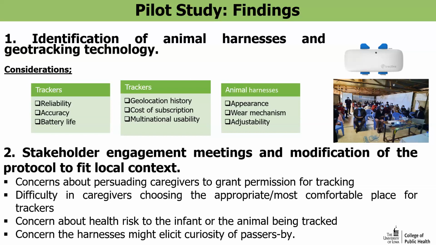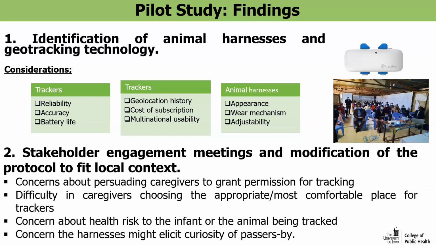First, we identified the animal harnesses and geotracking technology for use in this study. And for the trackers, some of the characteristics that we were able to look for included the accuracy and reliability of the data, battery life, geolocation history, of course, the cost of subscription, and they should have multinational usability. For the animal harnesses, we considered appearance. That is, we selected dull colored harnesses, although most of them come in conspicuous colors. We also considered wear mechanisms, and they should be adjustable.